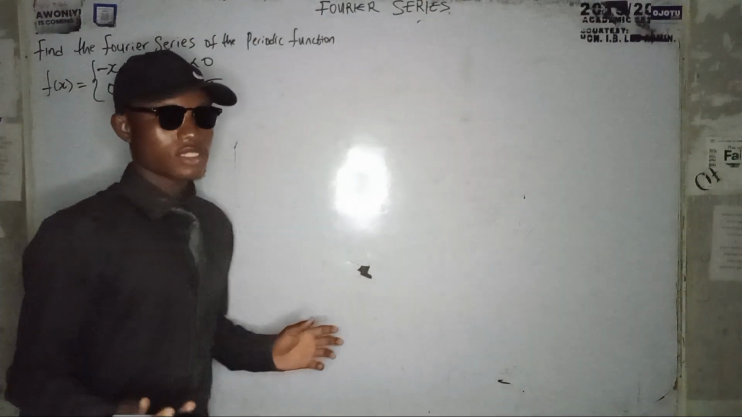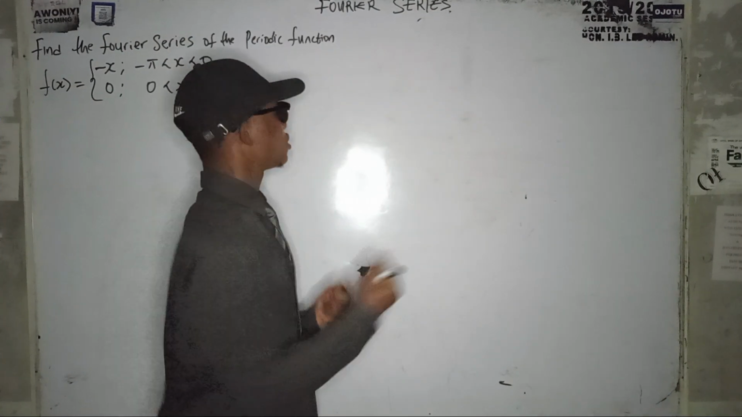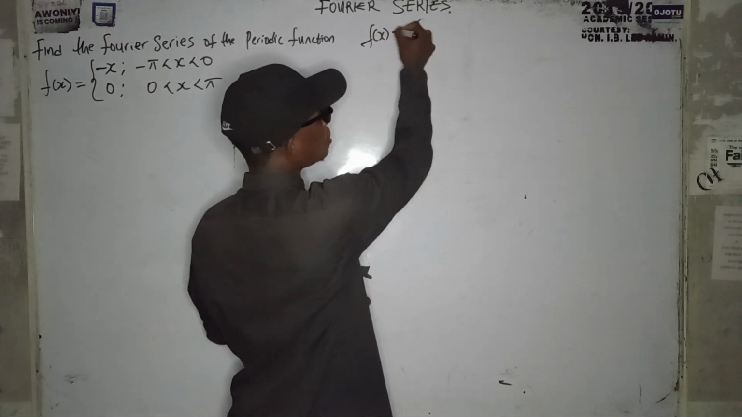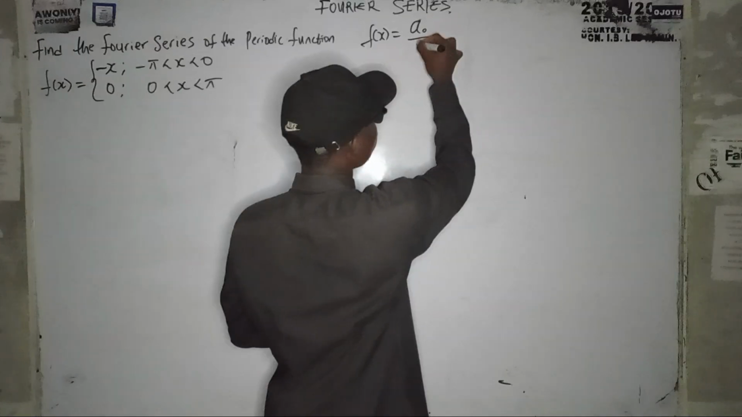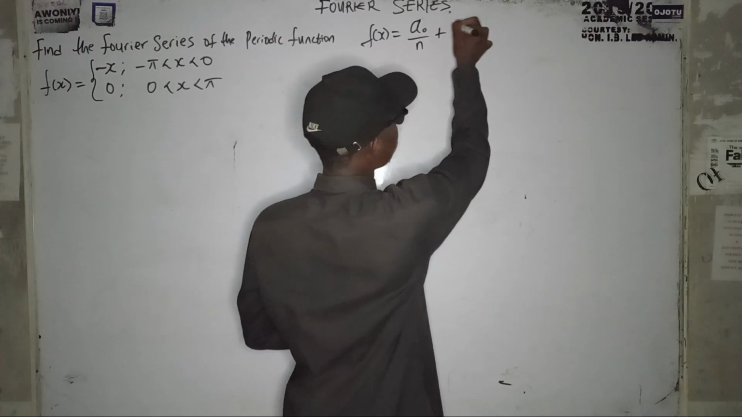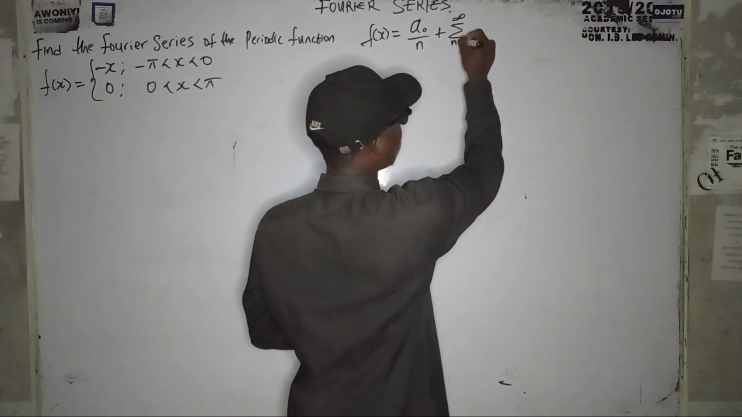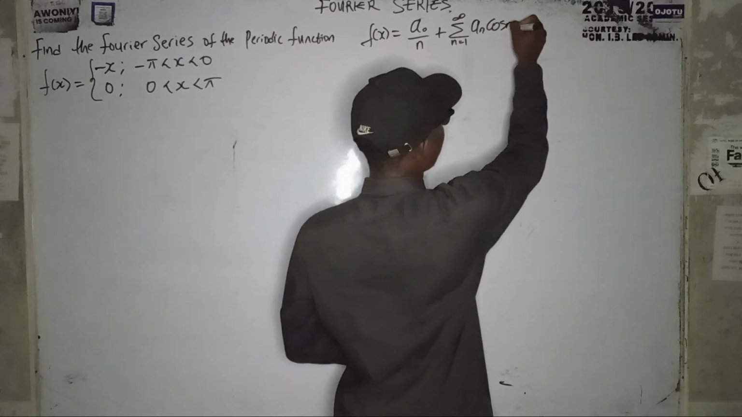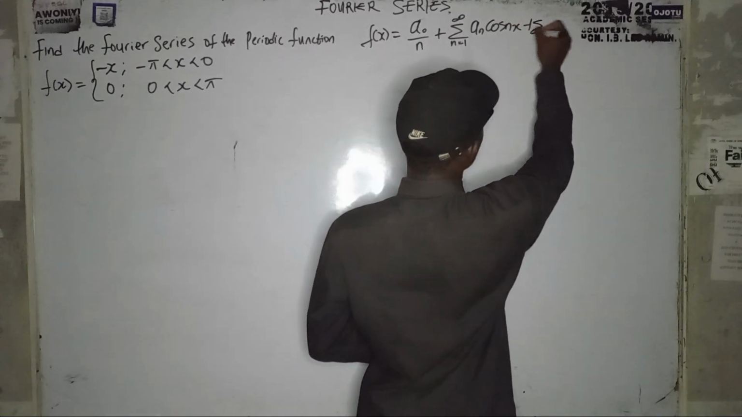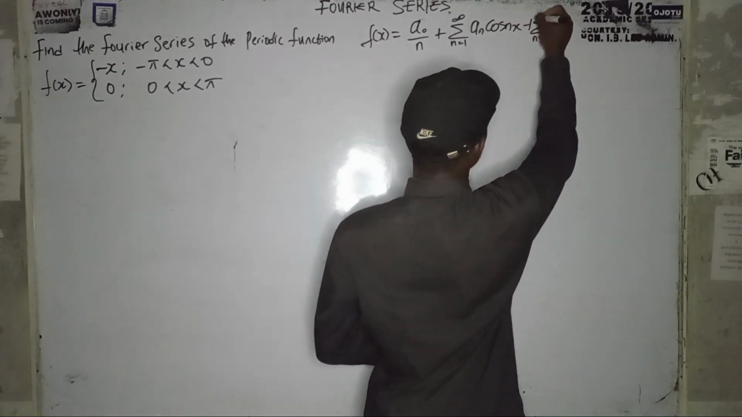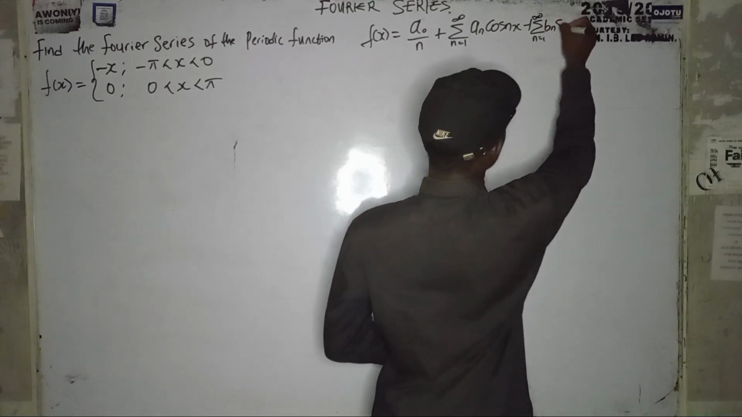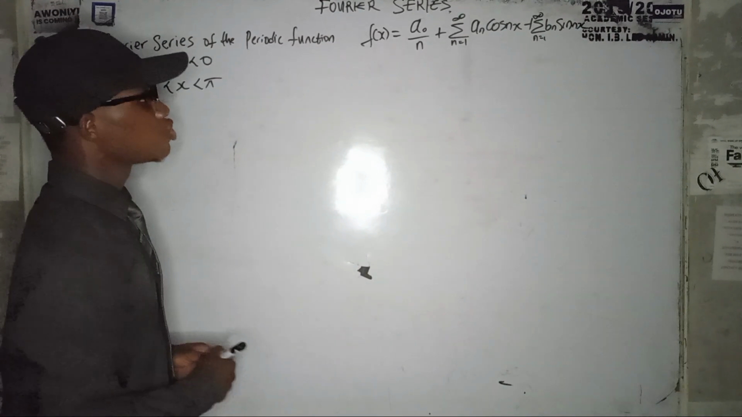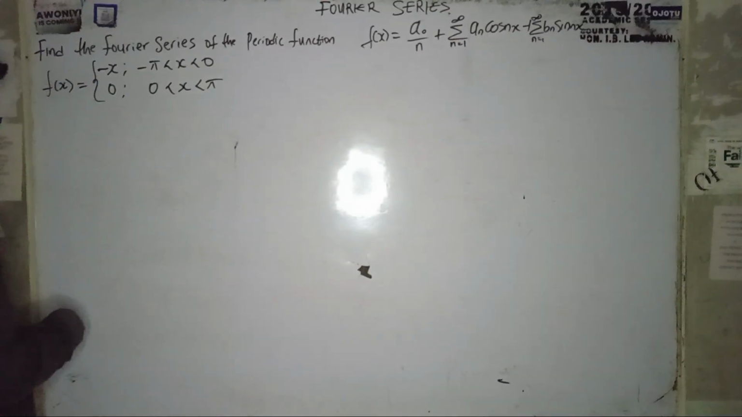Normally, the Fourier series f of x is that they want us to put into the form a naught over 2 plus the summation from n equals 1 to infinity of an cos nx plus the summation from n equals 1 to infinity of bn sine nx. That is what they want us to do, so we just have to find the constants.